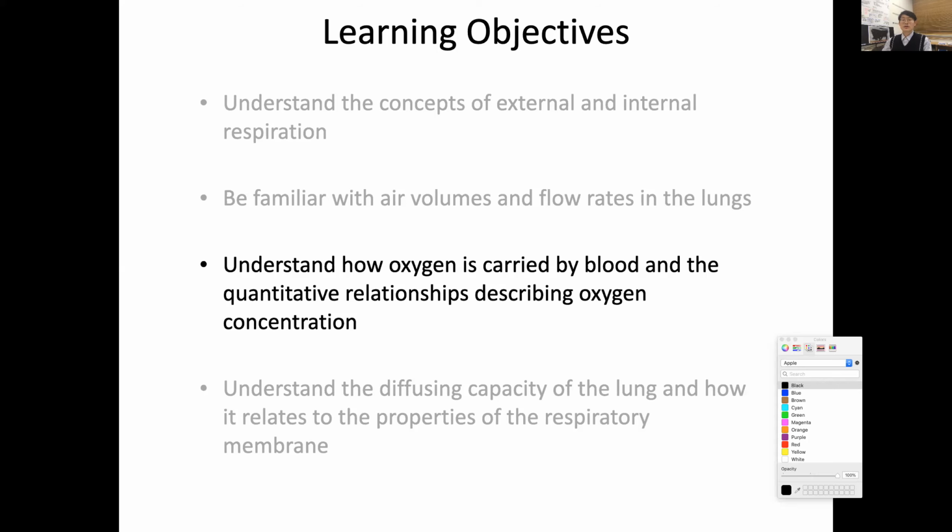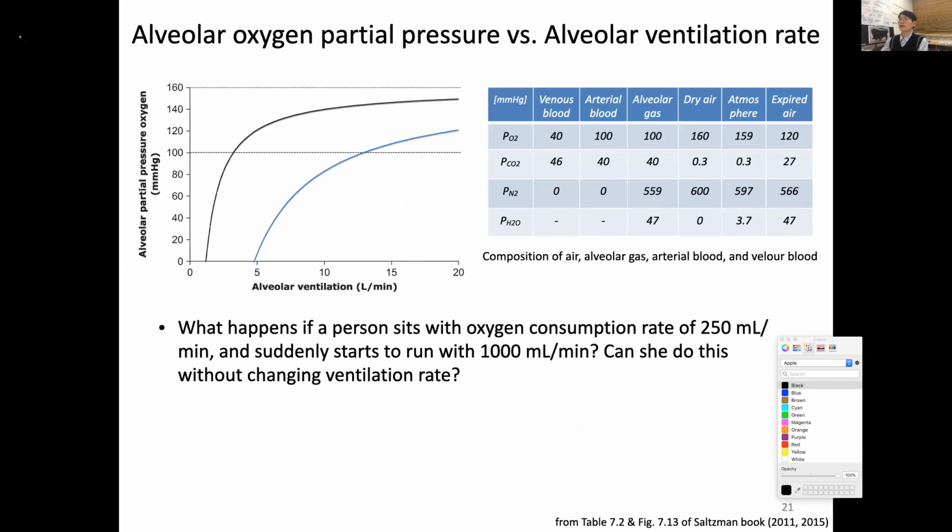Now, let's continue understanding how oxygen is carried by the blood and the quantitative relationships describing oxygen concentration. So for that, here, alveolar oxygen partial pressure versus alveolar ventilation rate, which I described in a previous board exercise, and the relationship between alveolar ventilation rate and alveolar partial pressure of oxygen will look like this shape.